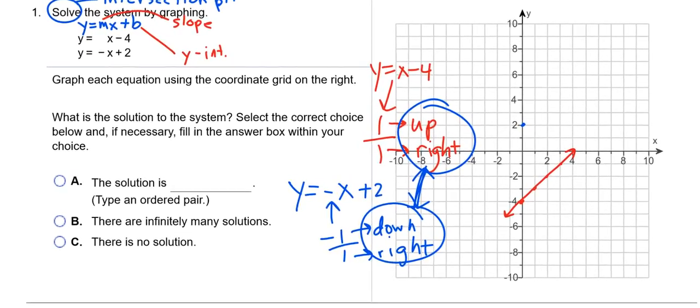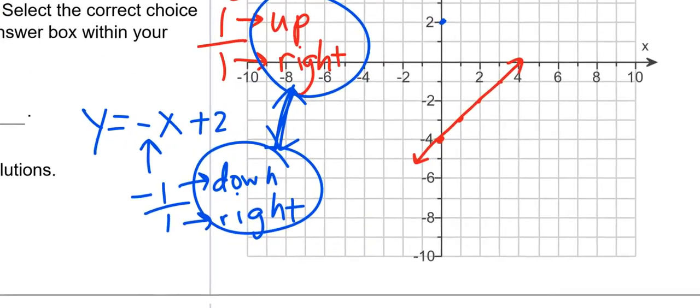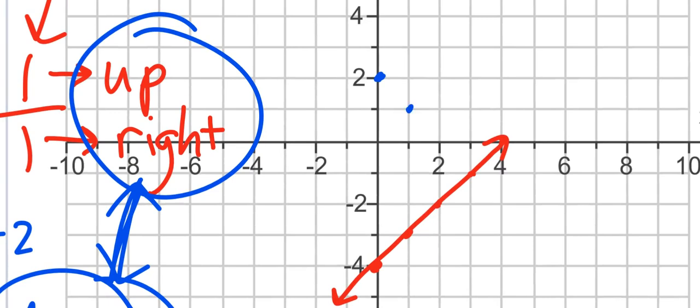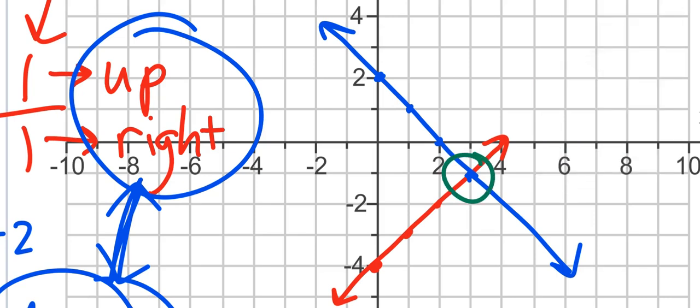So let's see here. My next one was, okay, we said up 2, and we said down 1, 1 to the right. Okay, we should say a little bit more, so let's see. Down 1 to the right. Okay, so where do they cross?